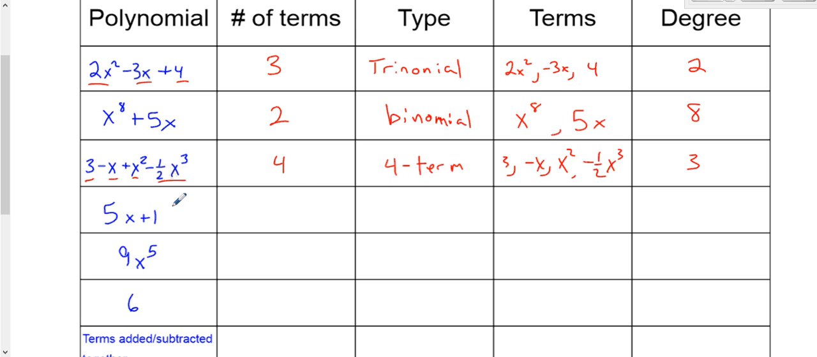The next polynomial, we have 2 terms. Again, this is a binomial. The terms themselves are 5x and 1. With this, you need to understand that the exponent on x is 1, so therefore the degree is 1. This next polynomial only has 1 term. When you only have 1 term, that is called a monomial. The term is 9x to the 5th, and the degree is the exponent of 5, so 5.